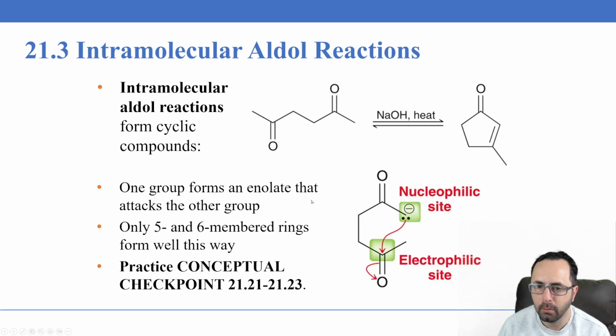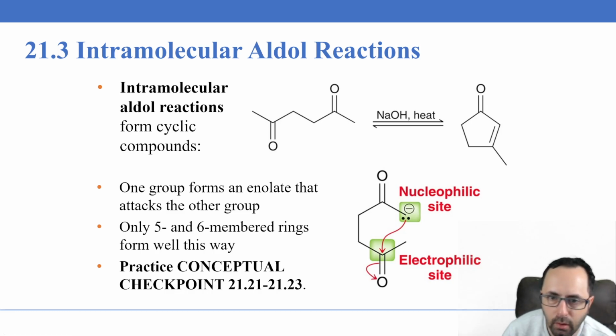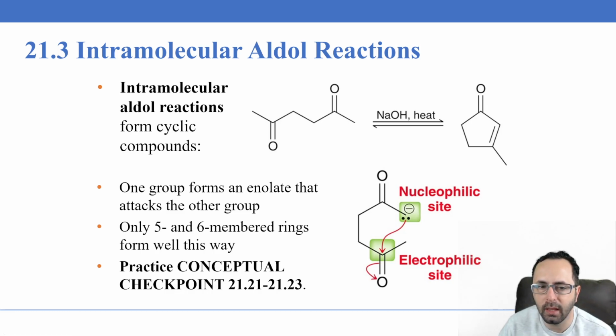Also possible, if we have diketones or dicarbonyls, is we can do an intramolecular aldol reaction. Intramolecular aldol reactions will occur in the same way as the ones that are between 2 molecules. It's just all happening within 1 molecule. And so let's break this down step by step. We'll start with the hydroxide here.